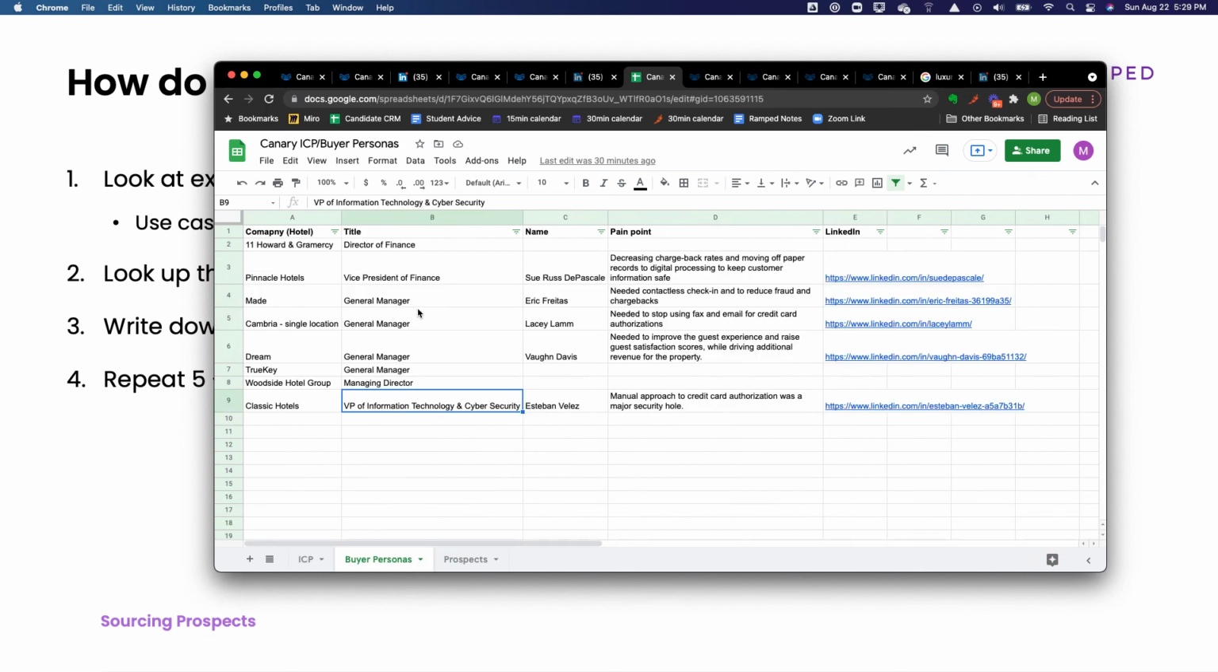But definitely some of these general managers at these smaller boutiques, that's our ideal customer profile, or that's our buyer persona. So that's who we want to get to time and time again. In the next video, we're going to look at how we take all this information and we go out there and find new prospects for us to go after and research.